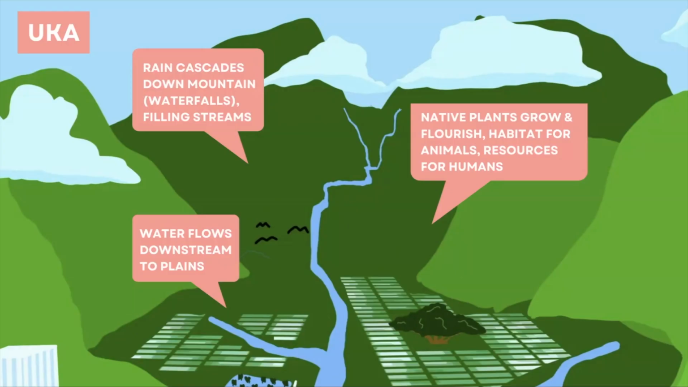Zooming into the Uka section first, you can imagine rain cascading down mountain ranges, filling waterfalls that flow down to streams. In this forest area that is believed to be sacred are where native plants grow and flourish. It provides habitat for animals and even holds many important resources that humans rely on. The water then flows downstream to plains.